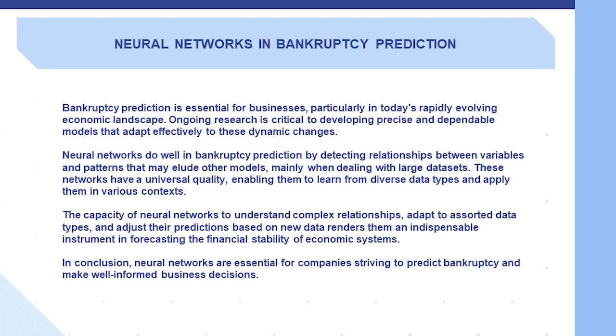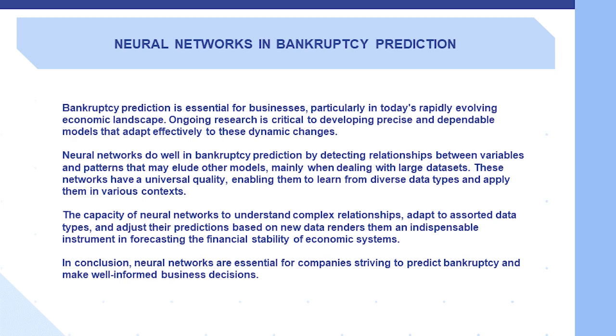Neural networks do well in bankruptcy prediction by detecting relationships between variables and patterns that may elude other models, mainly when dealing with large datasets. These networks have a universal quality, enabling them to learn from diverse data types and apply them in various contexts.